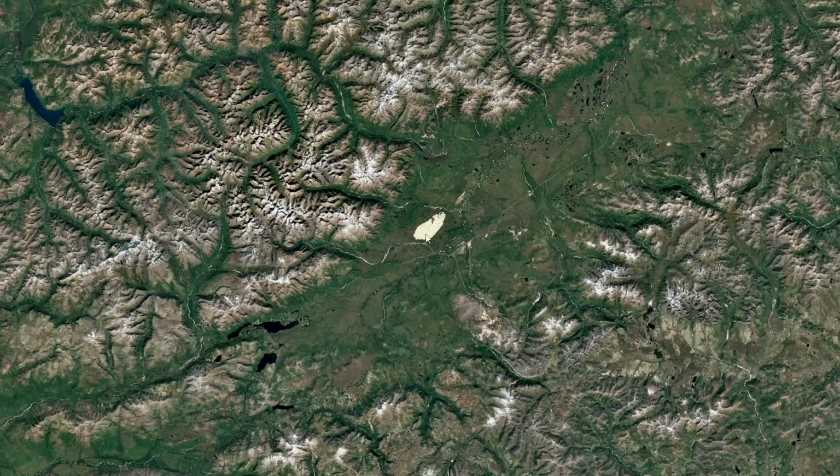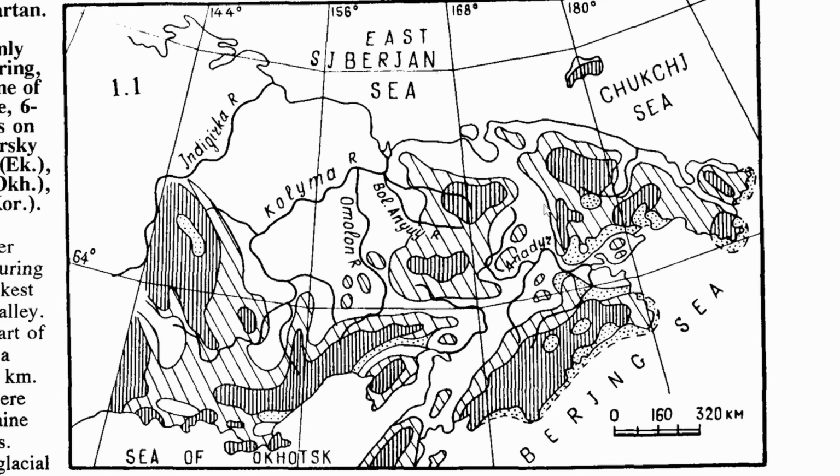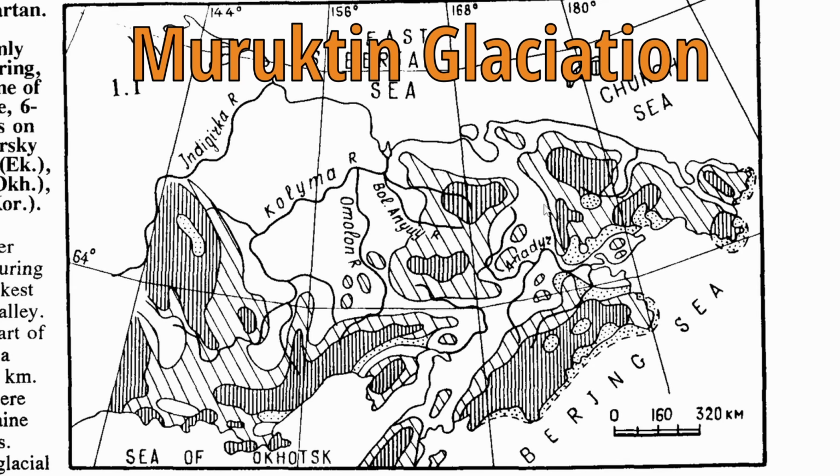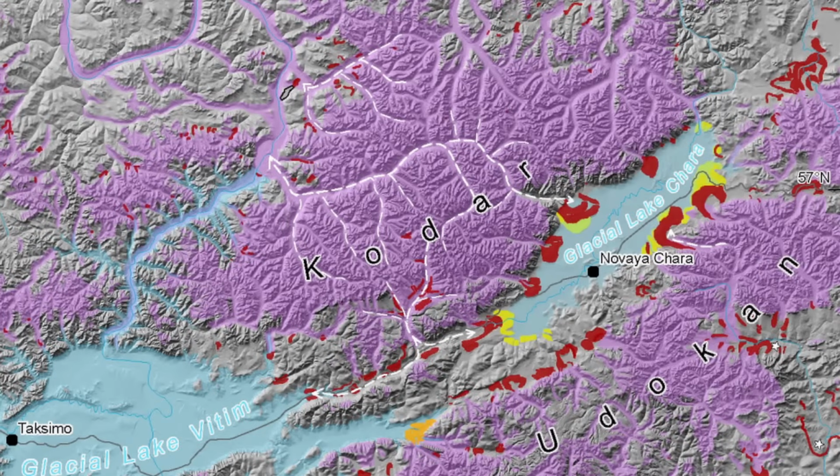The Chara Sands did not form during the last glaciation. Instead, they formed in a much earlier glaciation lasting from around 100,000 to 55,000 years ago. This glacial period is known as the Maruktin glaciation in Russia. This glaciation gave rise to the Sakukan Glacier over the Kodar Mountains. This glacier would erode the rocks within the Kodar Mountains that would eventually become the Chara Sands.